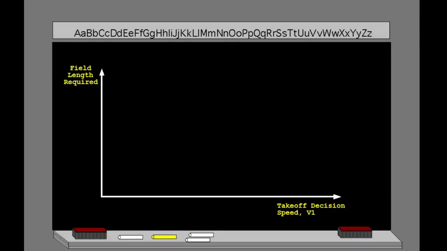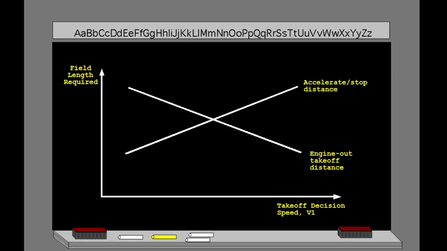Returning to our discussion of the takeoff decision speed from the last lesson, consider the minimum field length case. Remember that the engine-out takeoff distance decreases as V1 increases. This is due to the fact that the airplane accelerates to a higher speed on full thrust before losing one engine. And remember that accelerate-stop distance increases as V1 increases. This is due to the higher speed from which the airplane must be stopped and the extra runway used during the all-engine acceleration.